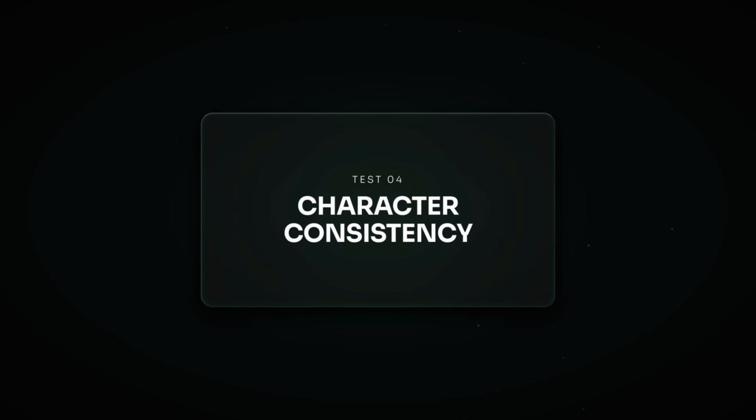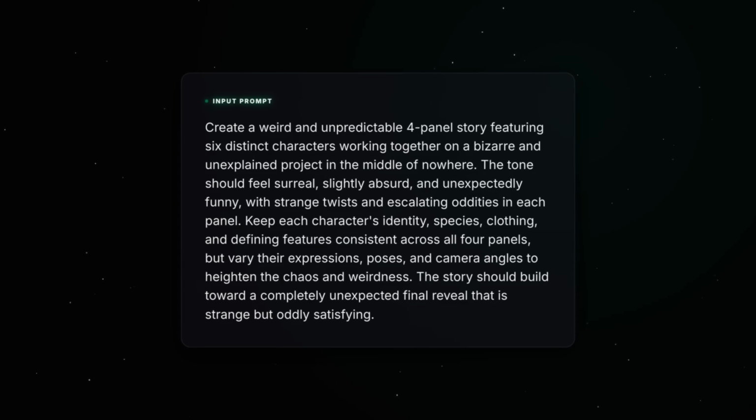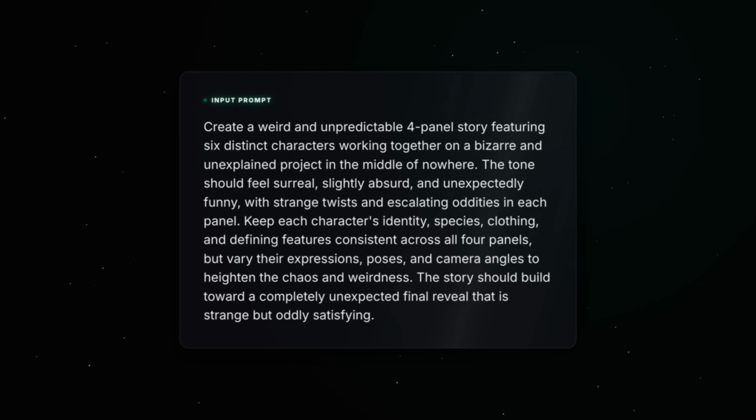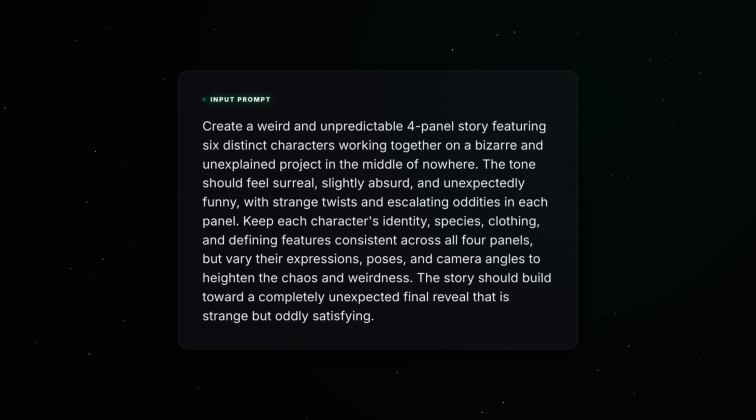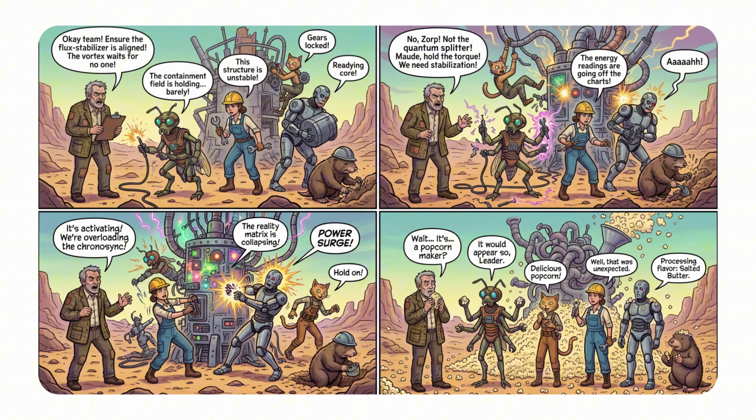Alright, now we move to test number 4. Character consistency and multi-panel storytelling. So for this test, we're asking both models to generate a multi-panel story with consistent characters, but with an unpredictable prompt. The prompt asked for a 4-panel story featuring 6 distinct characters working together on a project, while maintaining the same identities. Let's start with Nano Banana's result.